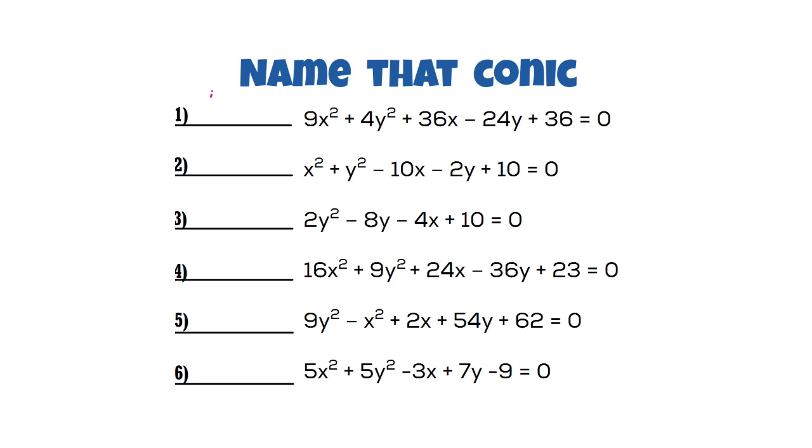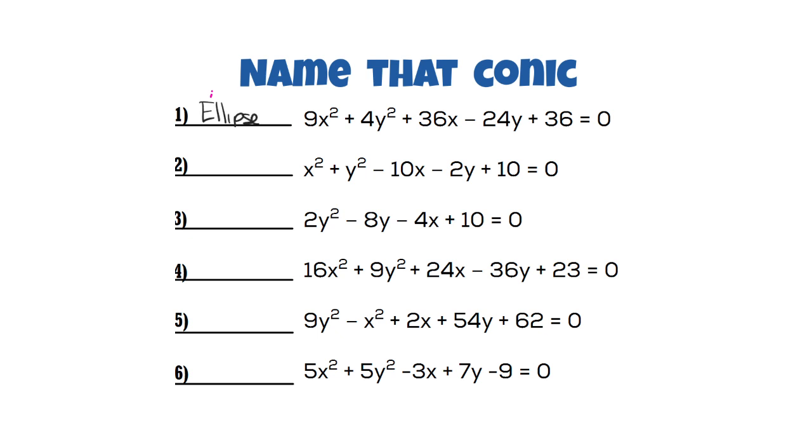All right, so I've got 6 examples for us. I'm going to do 3, then you're going to do 3. Let's start with this first one. When I'm looking at this, I notice that both squared terms are there, so I know it's not going to be a parabola. And then I look at the coefficients and I notice that they are different. So that's the sure sign that it's going to be an ellipse.